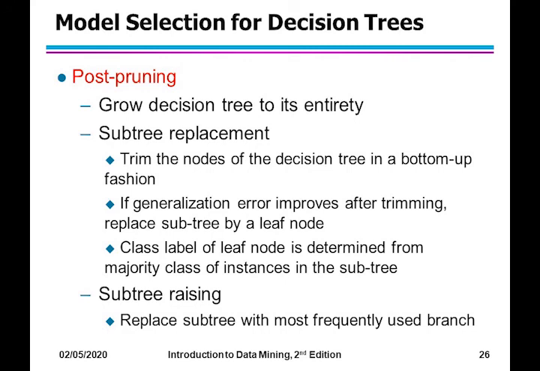leaf node의 class label은 determined from majority class of instances in the subtree. subtree의 다수의 클래스 인스턴스로부터 결정됩니다. voting하는 방법을 사용하면 됩니다. subtree raising은 replace subtree with most frequently used branch. 가장 빈번하게 사용되는 브랜치를 선택해서 트리를 레이징하는 것입니다.